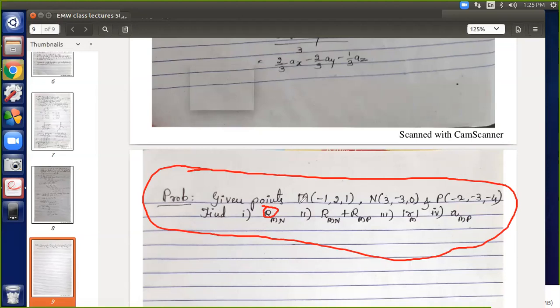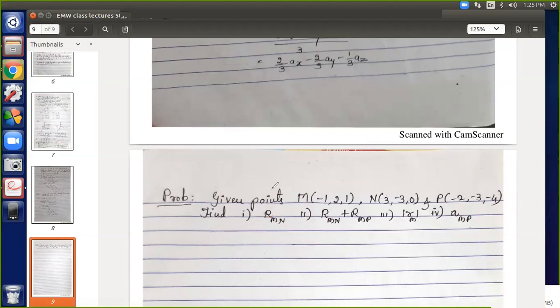So what you have to do here? Again, take one rectangular coordinate system, mark M, N and P. This is the first thing you have to do in the solution. Then once you mark these, you have to calculate these 4. What are these 4 indicating? The distance R between M and N points. Then you have to find the distance between M and N, then the distance between M and P. Then whatever you have got, these 2 vectors, you have to add them. That is the second point.